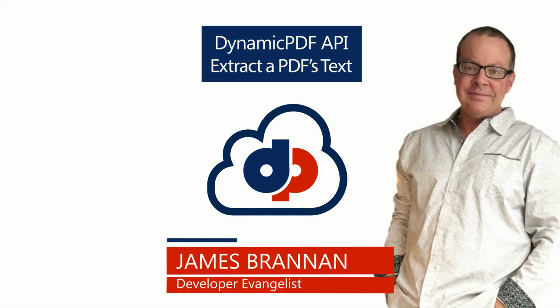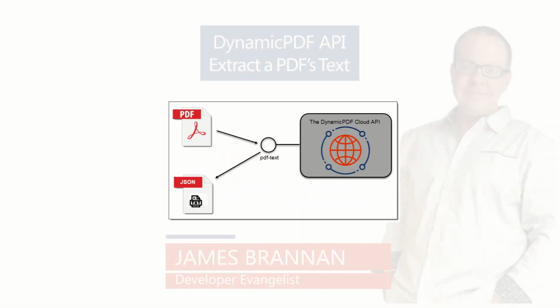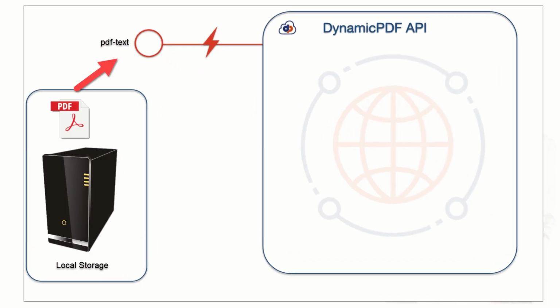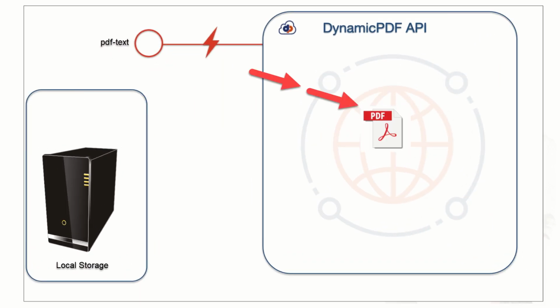In this tutorial, we extract text from a PDF document using the DynamicPDF API's PDF text endpoint. The way it works is your local system sends a PDF to the PDF text endpoint as a POST request. The DynamicPDF API then processes the PDF to extract the needed text and creates a JSON document to hold the text. The JSON document containing the text is then returned from the endpoint to the client.